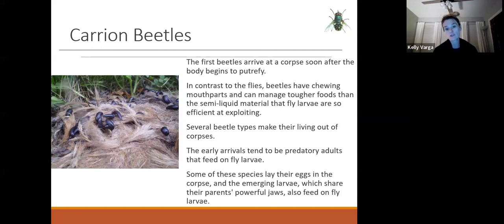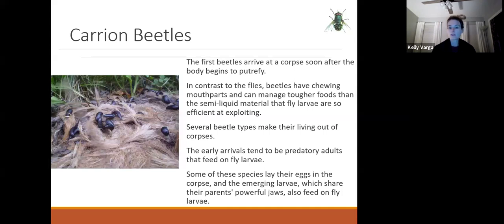And in contrast to the flies, beetles have chewing mouthparts. They have a mandible. They can chew, open and close, tear and rip apart, and get through much tougher material, starting at that semi-liquid phase, but again, absolutely when we're moving towards that dry skeletonized phase.